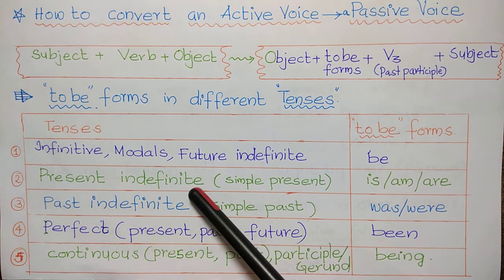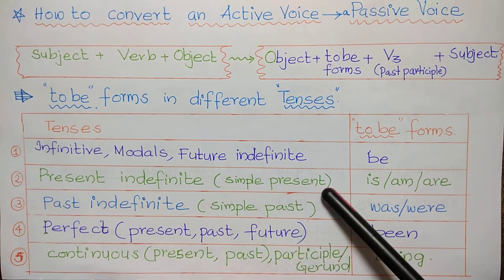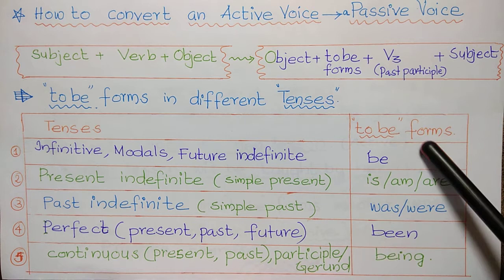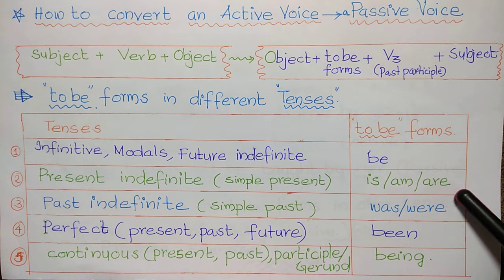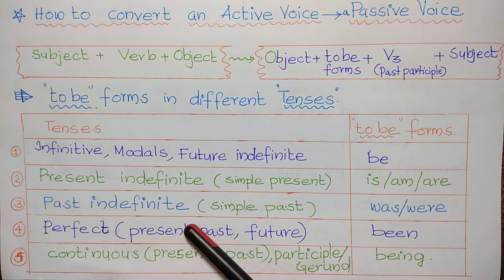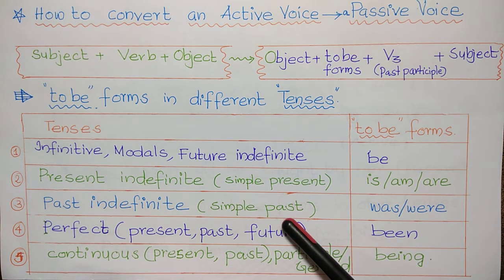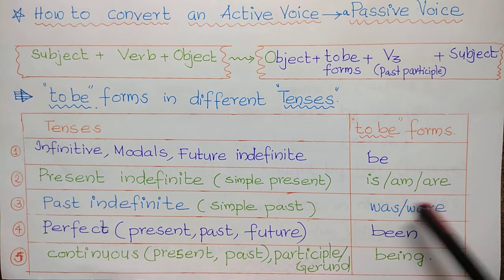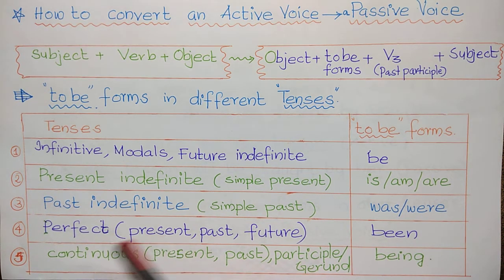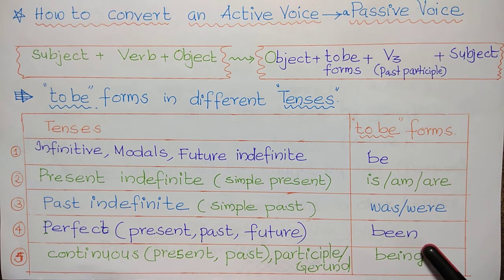Next, when it is present indefinite, that is simple present, then the to be forms are is or am or are. In the case of past indefinite or simple past, the to be forms are was or were. The perfect, that is present perfect, past perfect or future perfect, uses been. The to be form is been.